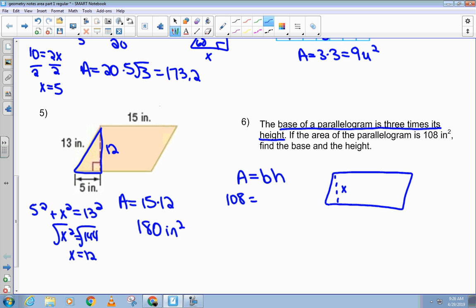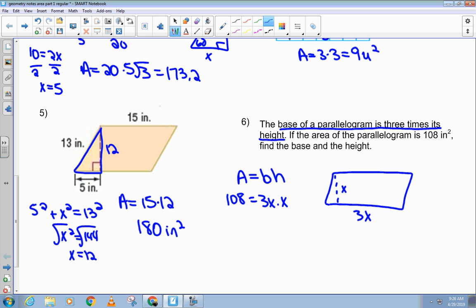Then it says the base is 3 times the height. So how are you going to represent the base? 3 times the height. The height is X. So it would be 3X. Okay? So my base is 3X. My height is X. So I'm going to do 3X times X equals 108. I replace the base with 3x and the height with x.